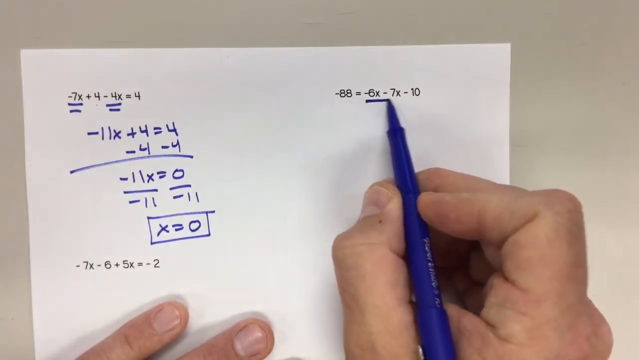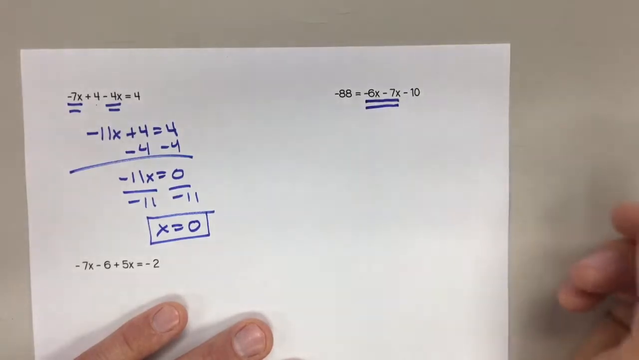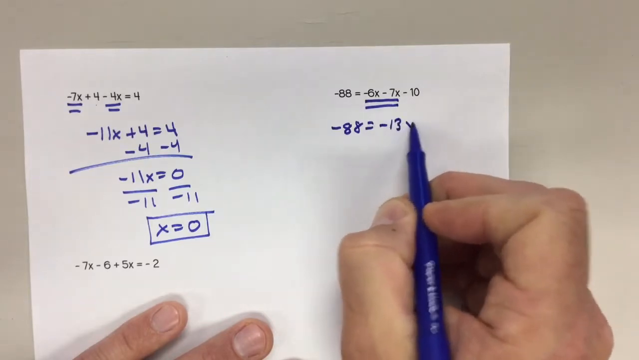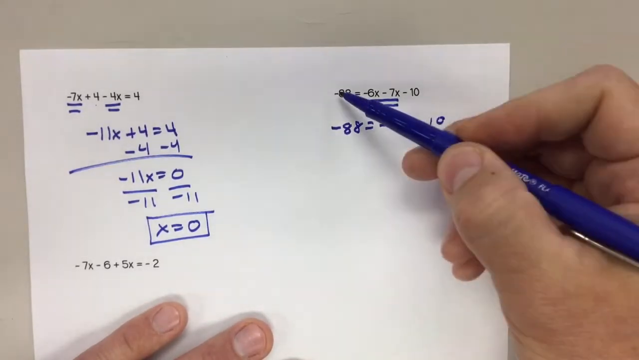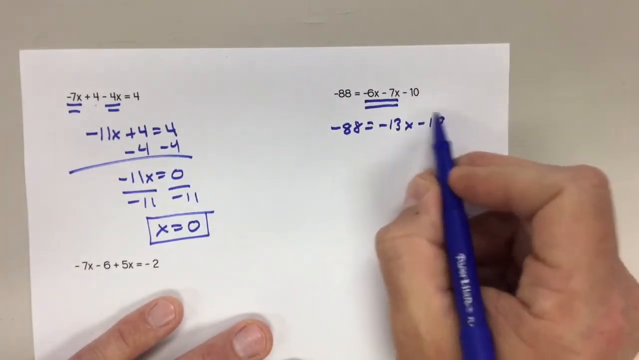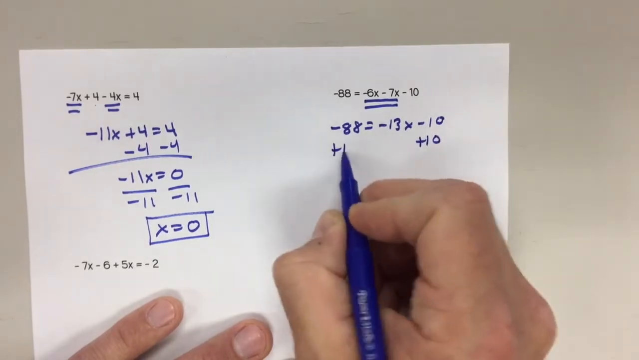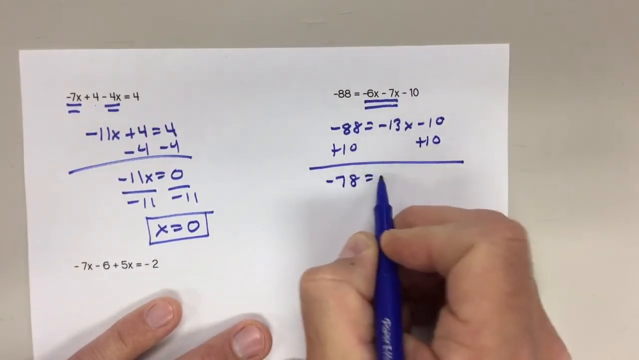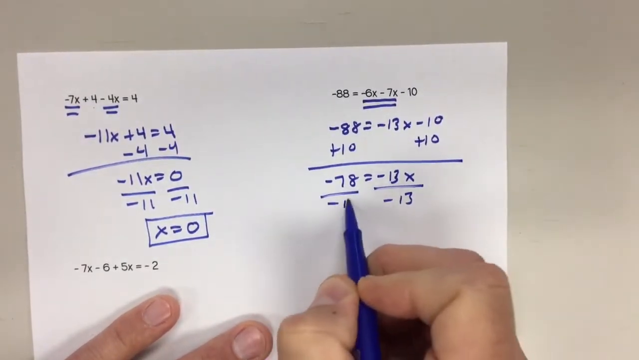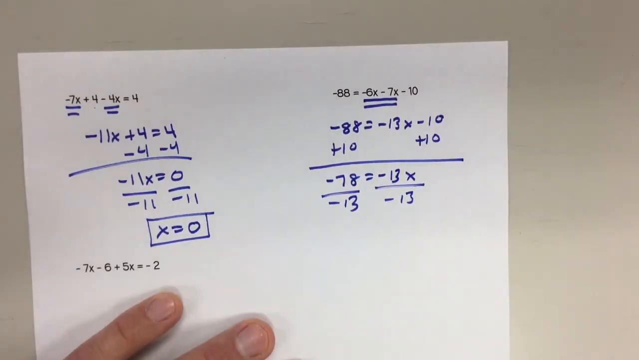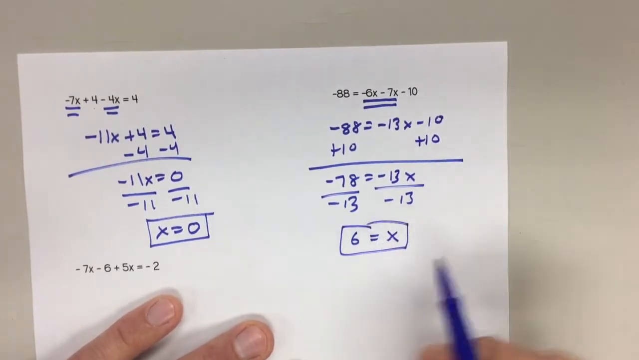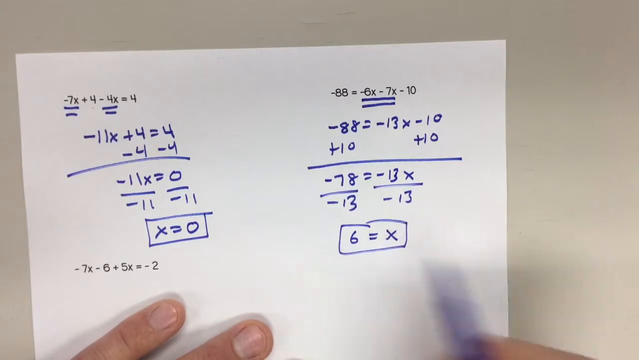Here's another instance. My two like terms are negative 6x and negative 7x. So I put those two together, that's negative 13x. And again, we just write down the other terms that we haven't touched yet. Now it's a two-step equation. Get rid of minus 10 first by adding 10 to both sides. So I get negative 78 equals negative 13x. Divide both sides by negative 13. And don't be afraid to use your calculator on these. The answer would be positive 6. And realize it's positive 6 because a negative divided by a negative is positive.